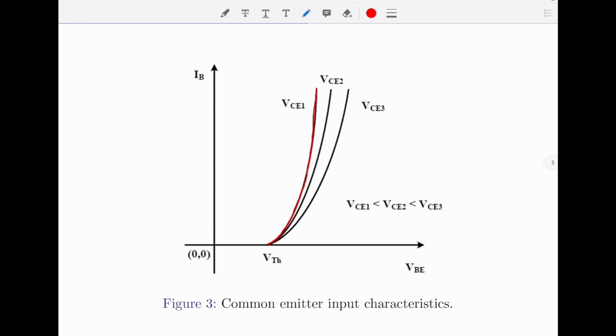As previously said, input current IB is positive, the input voltage VBE is also positive, and therefore, we will obtain the input characteristics in the first quadrant. Please note, VTH here represents the minimum voltage required to break the base to emitter junction and forward bias that junction so that the input current IB starts to flow.